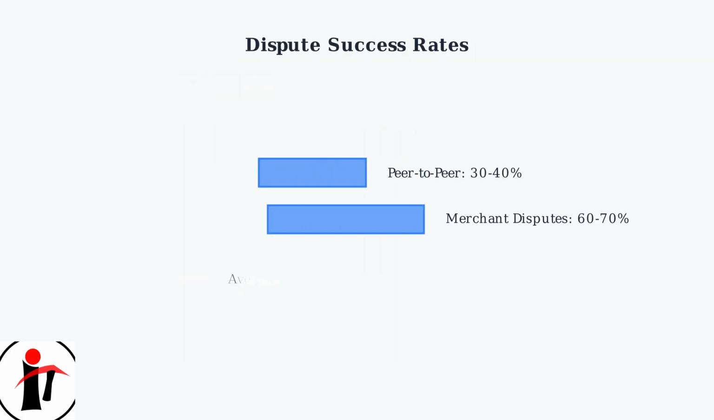Success rates vary significantly by transaction type. Peer-to-peer transactions have only a 30 to 40% success rate, while merchant disputes succeed 60 to 70% of the time. Resolution typically takes 5 to 10 business days.